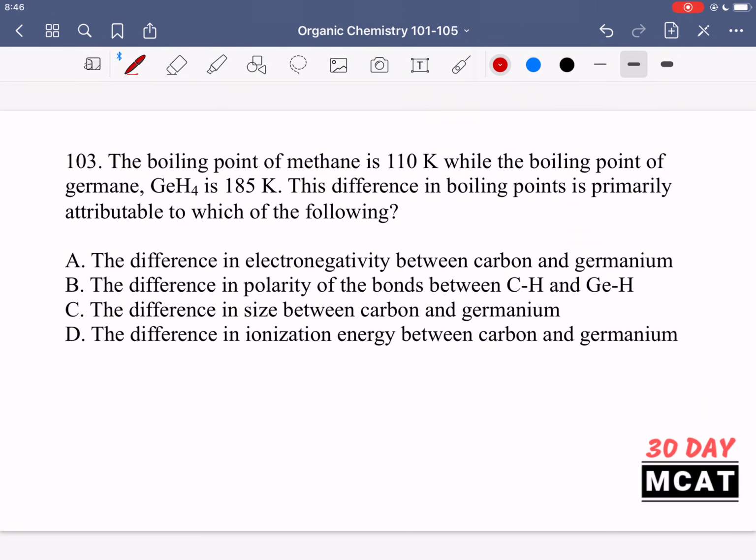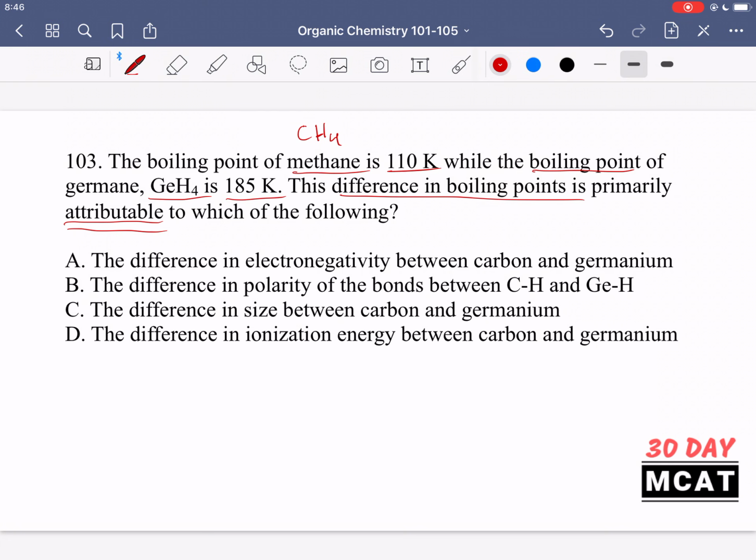In question 103, it says the boiling point of methane is 110 Kelvin, while the boiling point of germane, which is GeH4, is 185 Kelvin. The difference in boiling points is primarily attributable to which of the following? So 110 Kelvin is the boiling point for methane, and then this is for germane. We have a difference in boiling points. What can we attribute it to? So we're comparing these two because methane, you should know, is CH4, and this one is a different central atom, but it's still H4.